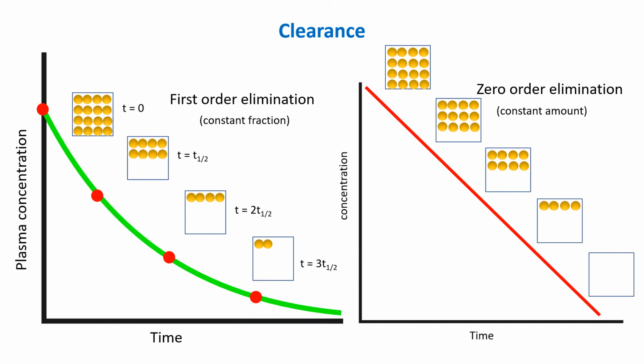So, clearance basically helps us understand how quickly a drug is removed from the bloodstream or plasma. This in turn helps us calculate dosing regimens and half-lives. In other words, it describes the relationship between plasma drug concentration and drug elimination. Again, we have discussed the concentration time graph in the compartment model section of the video.